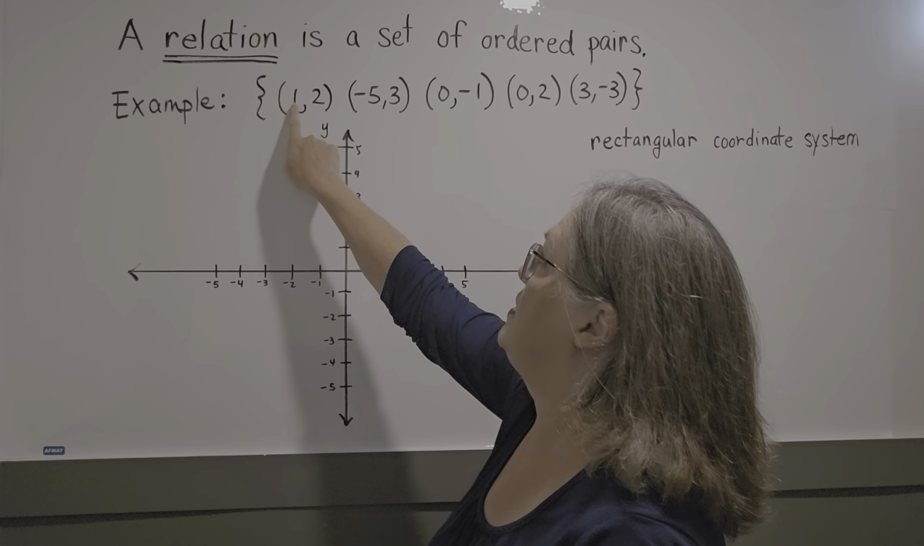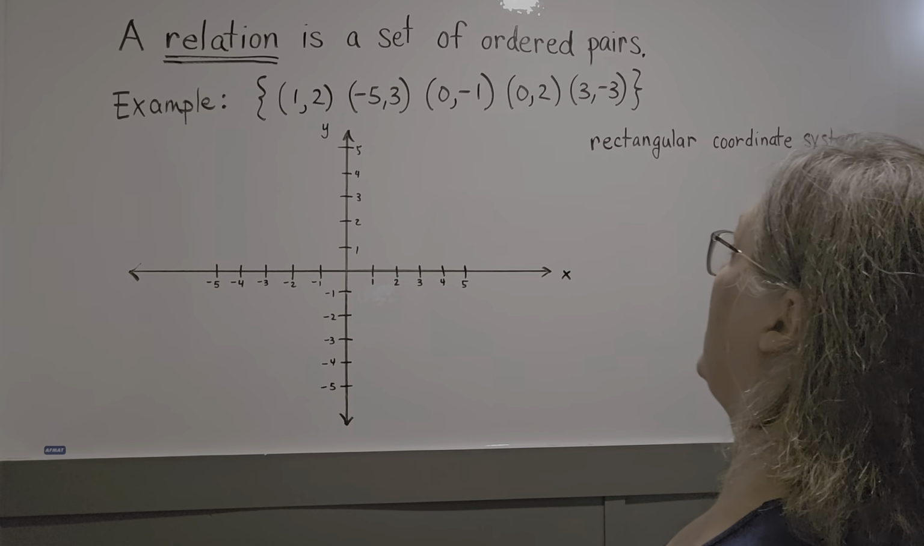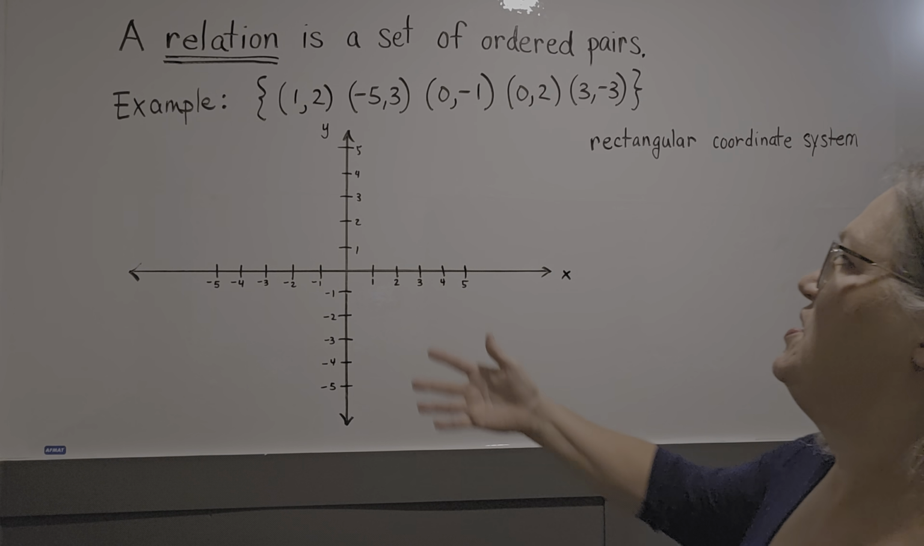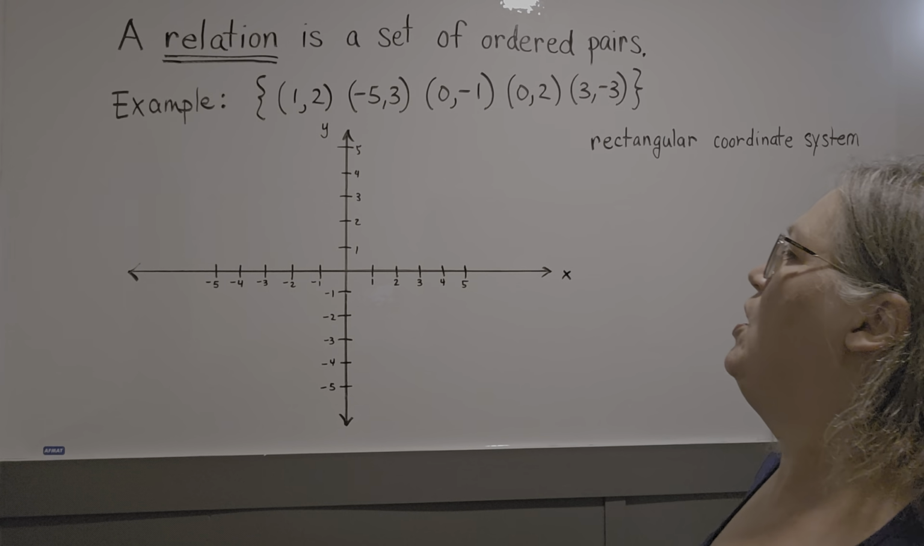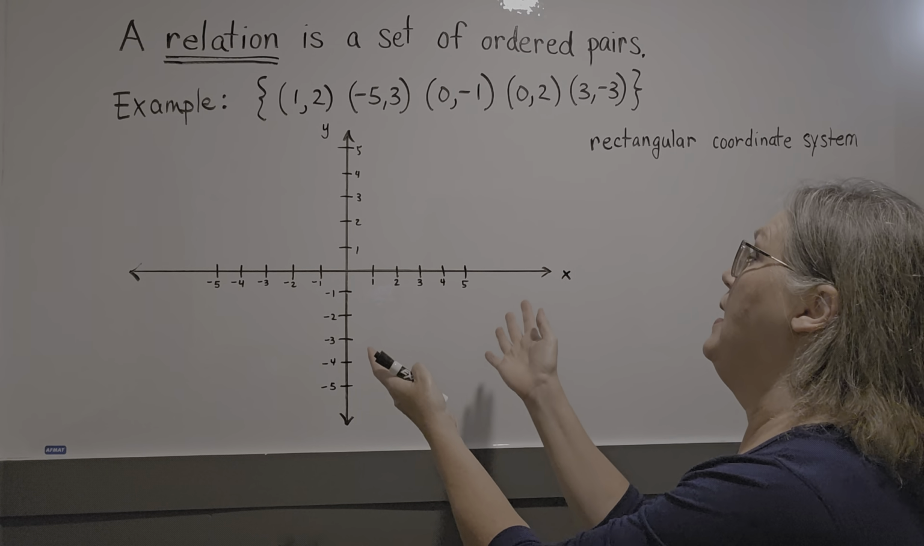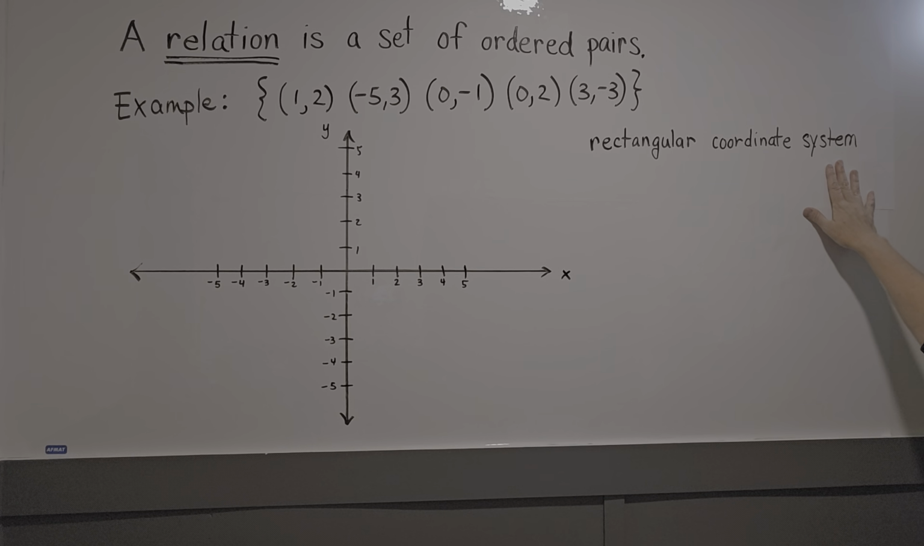So this number comes first and this number comes second. That's what they're talking about there in the order. Now, listing ordered pairs is not often very useful. Usually we'd like to see a graph, and so I'm going to show you here. We use the rectangular coordinate system to graph our ordered pairs or to graph our relation.